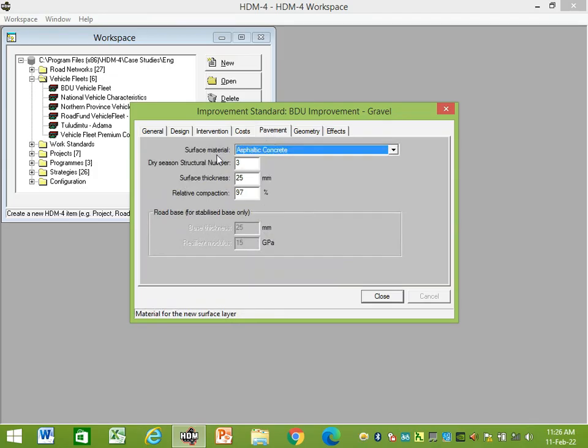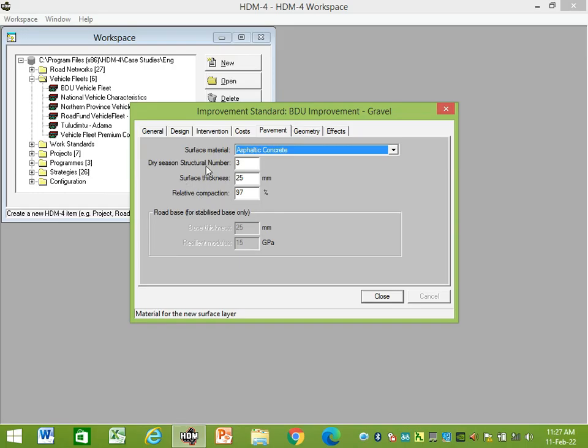Pavement. You go to the pavement. It says surface material, asphalt concrete. I think it's okay. You can change it if you want to. It says surface thickness 25 millimeter. Relative compaction, that's how you compact. The maximum you can go is 97%. So it's okay, but we can argue on the thickness. Surface material thickness, we can argue. As engineers, it should be this one, not this one. But the default value is 25. What you have bought from the software is 25.